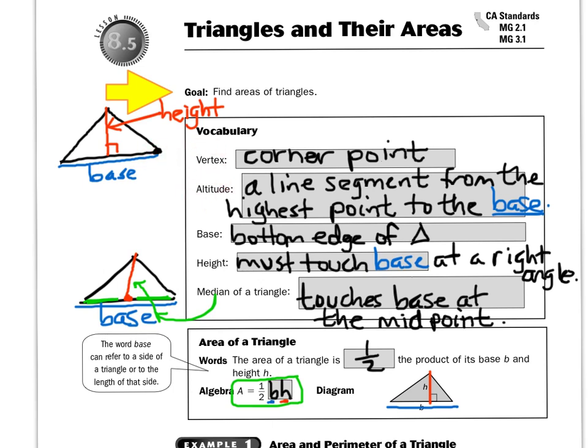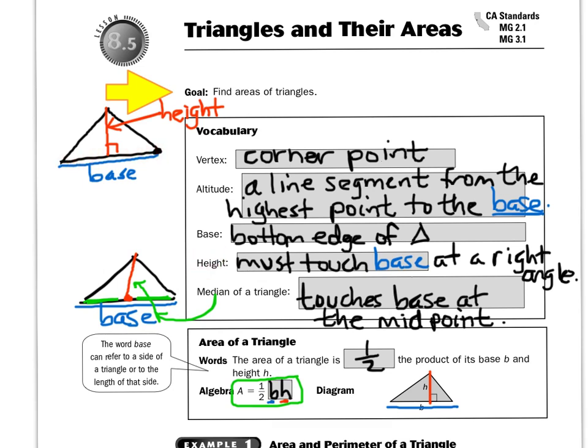And then the altitude, that's a line segment from the highest point of the triangle to the base. So an altitude would go from the highest point of the triangle and it would drop down and touch the base. Now the base is always the bottom edge of the triangle, and I'll usually highlight that with blue.